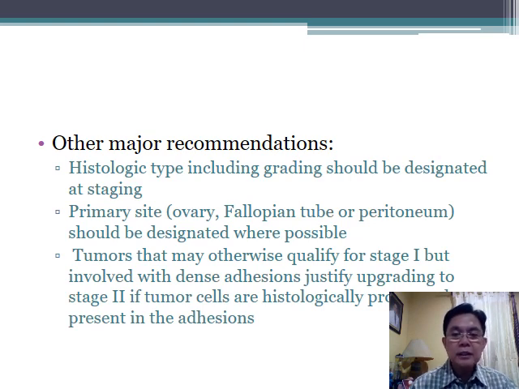Tumors that may otherwise qualify for stage 1 but involve dense adhesions justify upgrading of the tumor to stage 2. So if you open up the abdomen during exploration and find that there are a lot of adhesions from the ovary to adjacent structures, it might be prudent to stage the tumor not as stage 1 but as a stage 2 disease. But histologic proof should be established that there is a tumor in these adhesions as well.